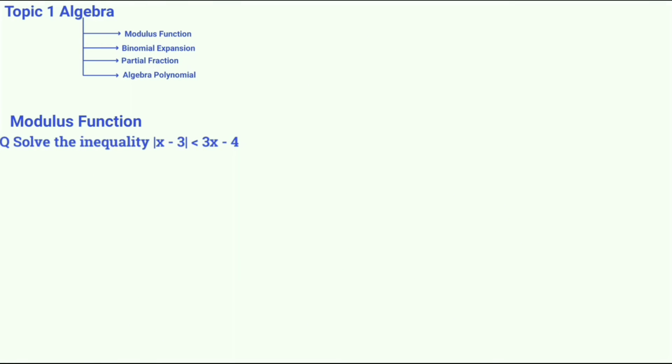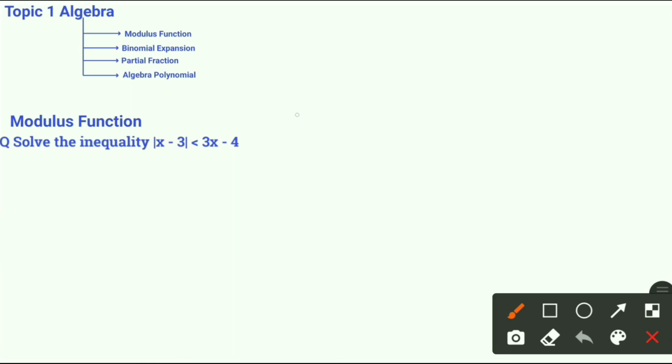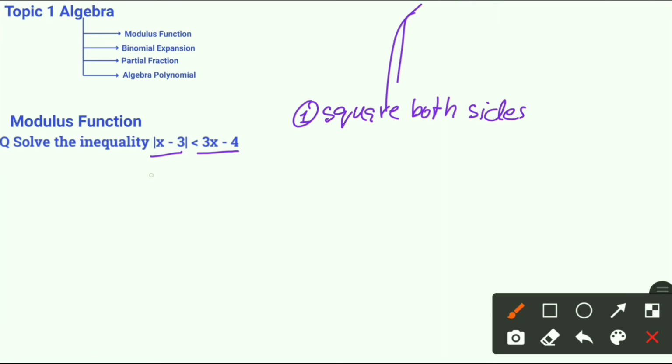Now we have this question: solve the inequality |x minus 3| less than 3x minus 4. Right here we have an intersection between the modulus and the line. Whenever there is an intersection between the modulus and the line, the best way to solve this inequality is to square both sides. Always remember this is rule number 1: square both sides whenever there is an intersection between a modulus and the equation of a line.